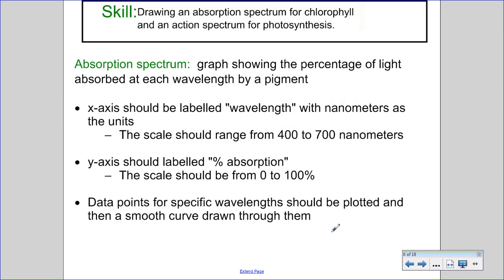One of the things that you'd be expected to do is to be able to draw an absorption spectrum or an action spectrum for photosynthesis. So we'll start with an absorption spectrum.